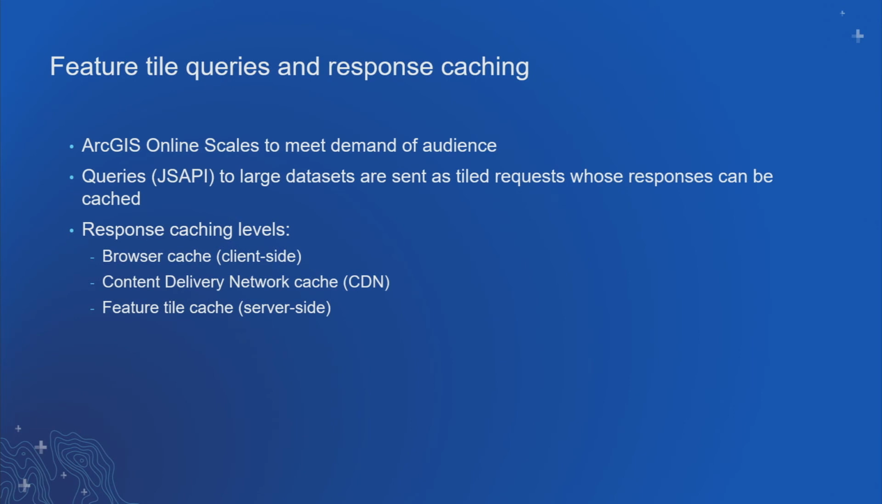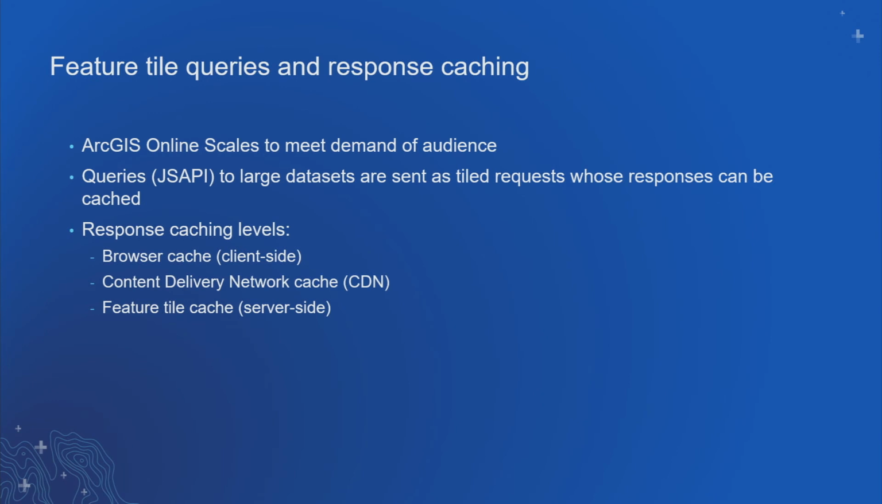So through feature tile queries and response caching, we scale to meet the demand of the audience. Queries from the JavaScript API to large data sets are always sent in a tiled manner. These tiled requests are sent in a way that they're predictable. And so if it's predictable, we can cache those requests. And the way we get scalability, or the way that any system gets scalability, is through caching.